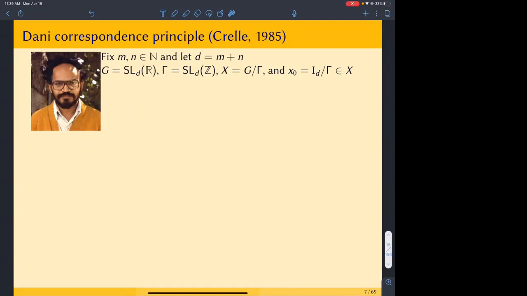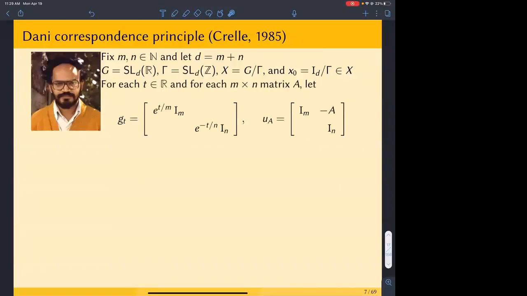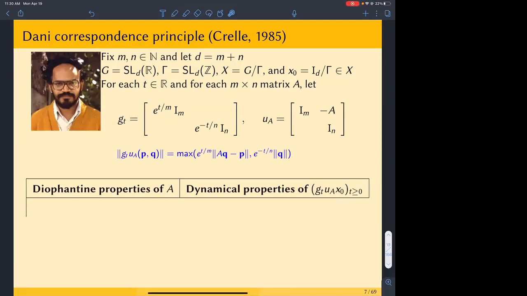So here's the Dani correspondence principle. If you fix m and n and you let d equal their sum, let's look at SL_d(R) mod SL_d(Z). And for every real number t, let's consider the matrix g_t. So this is a diagonal matrix. And for every m by n matrix A, let's consider this matrix u_A. Okay, so a little bit of matrix multiplication will tell you that this happens. And so here's the error of approximation. There's the height.